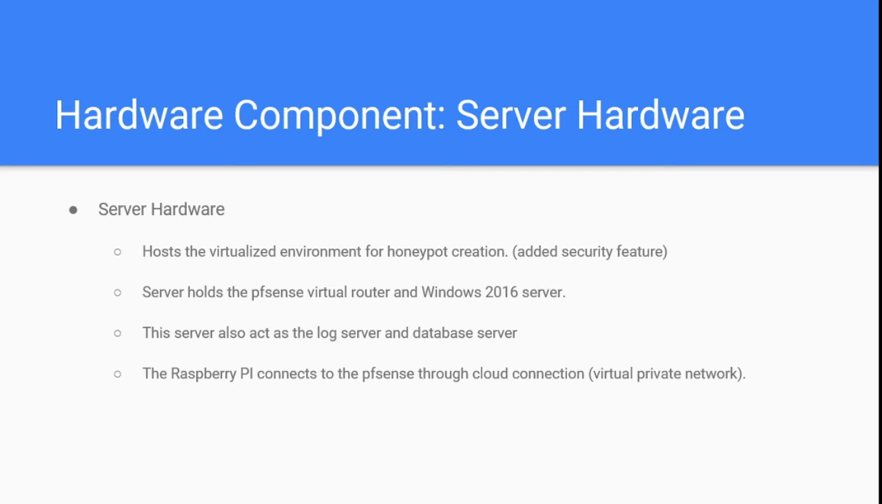So the first component it consists of is the server hardware. We have used the server to host our virtualized environment for the honeypot creation. The honeypot is just an added security feature. The server also holds the main pfSense router, which acts as the main VPN connection. It also holds the 2016 server, which has the Active Directory role installed so as to control the log server as well as the database server. The Raspberry Pi connects to this server hardware using the VPN connection.